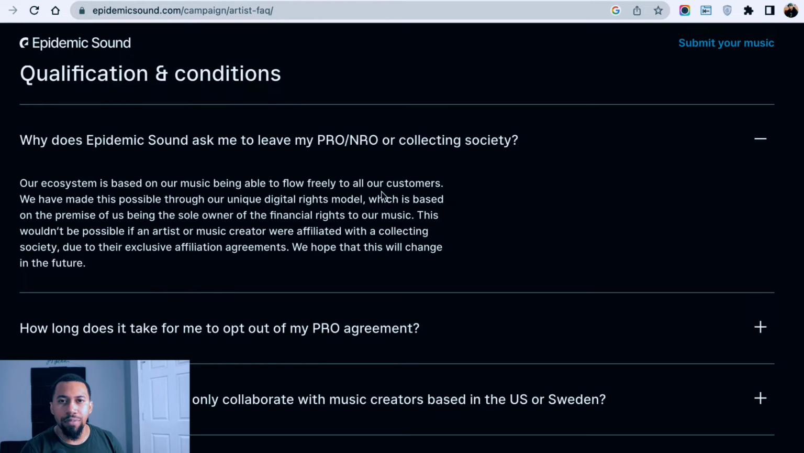How would that prohibit you from flowing freely? If you're the sole owner of the financial rights to the music, then how are you saying this is a non-exclusive agreement? Seems like y'all are contradicting yourselves here. "This wouldn't be possible if an artist or a music creator were affiliated with the collecting society due to their exclusive affiliation agreements. We hope that this will change in the future."